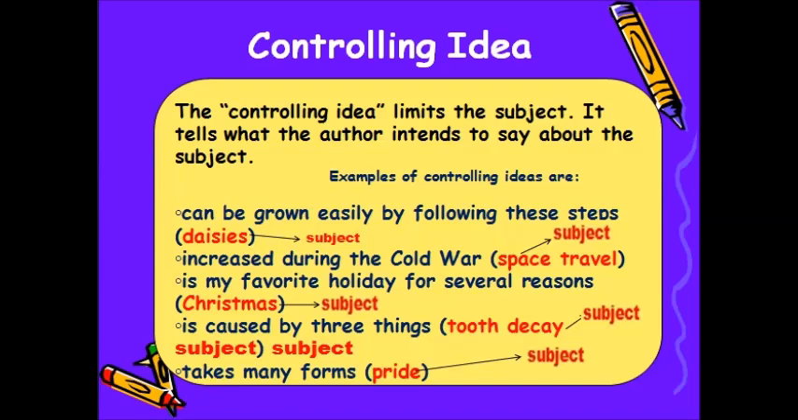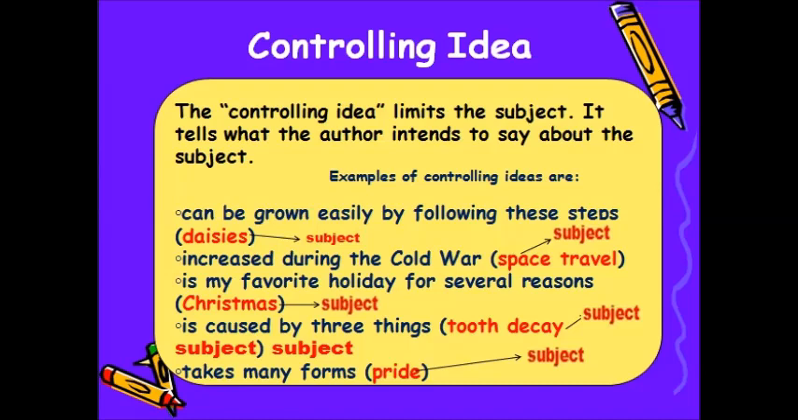For example, for the topic of daisies, we can say daisies can be grown easily by following these steps. Here, these steps are the limit placed by the controlling idea. Another one is space travel. We can say space travel increased during the Cold War. Here space travel is limited by this phrase. Another sentence we can say is that Christmas is my favorite holiday for several reasons. So Christmas is limited to this sentence.